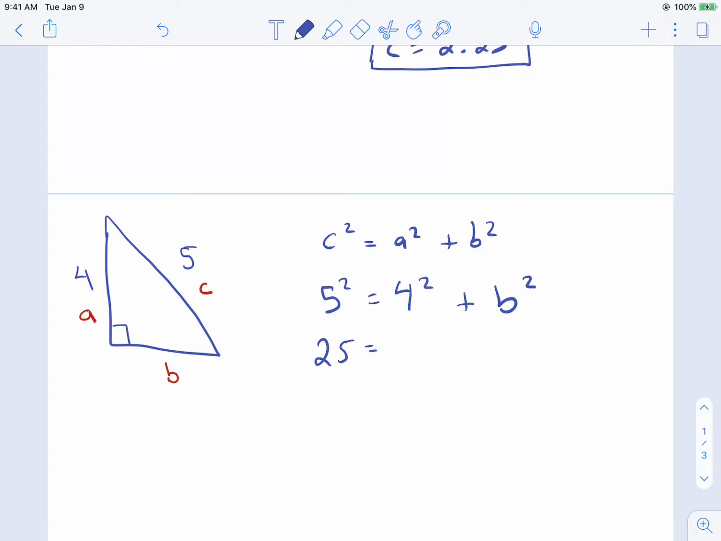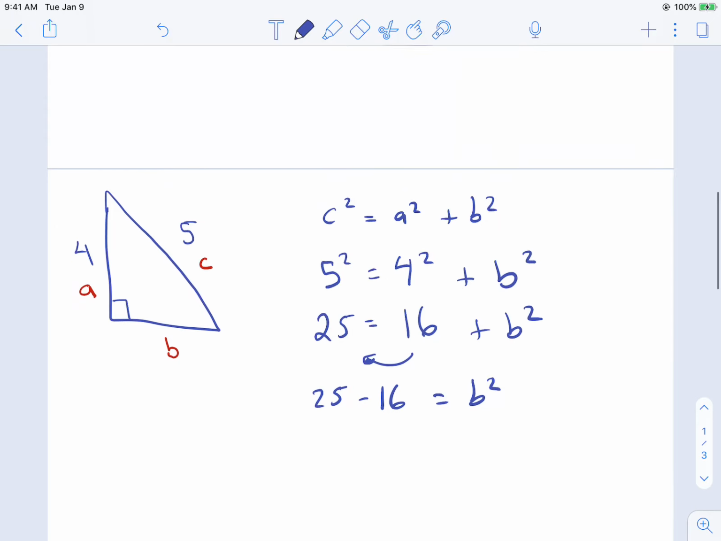We can put 4 squared in our calculator, that's going to give us 16. And then we still don't know what b squared is, so we'll just have to leave that. And now, just like we always do in math, to solve for a variable, we need to isolate that variable. So we're going to move that 16 over to the other side of our equal sign. And when that happens, that positive 16 becomes negative 16. So we get 25 minus 16 equals b squared.